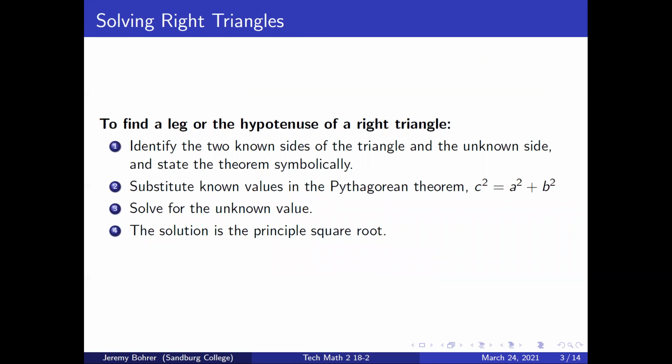To find a leg or the hypotenuse of a right triangle, first identify the two known sides of the triangle and the unknown side and state the theorem symbolically. Second, substitute known values in the Pythagorean theorem, c squared equals a squared plus b squared. Third, solve for the unknown value. And fourth, the solution is the principal square root.